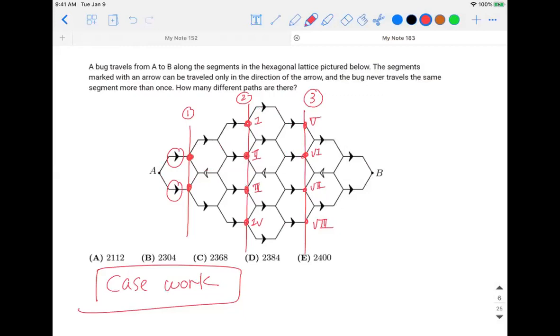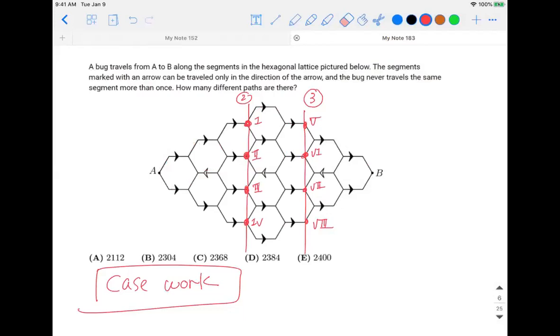Well, I think the first one is very easy because there's only one way to get from A to this one. There's only one way to get A from this one. So I think this is too easy, so don't waste our time. I'm going to erase this. Let's just focus on some difficult part.